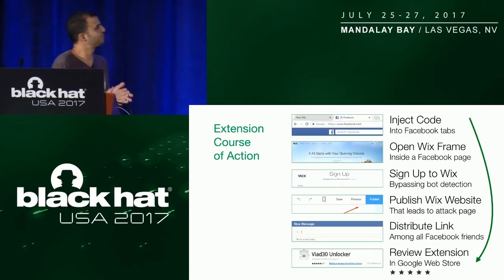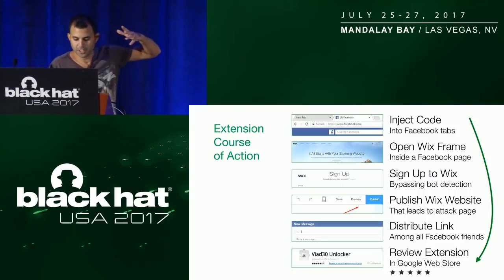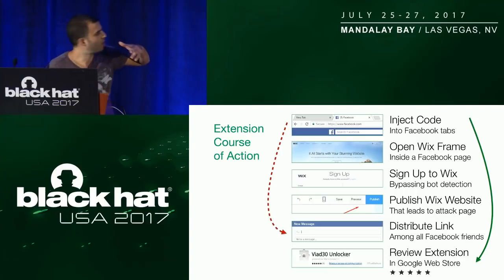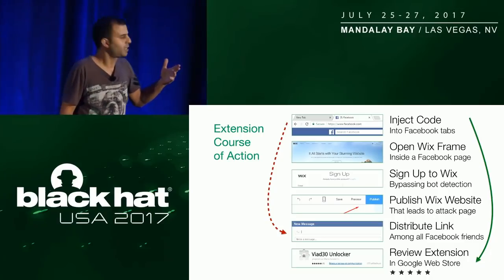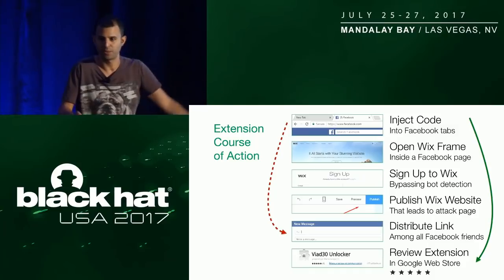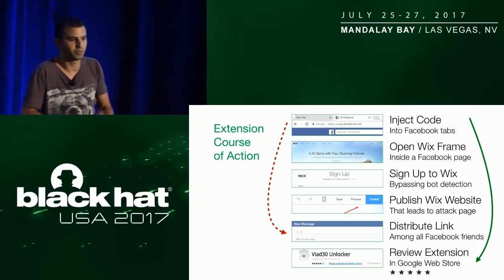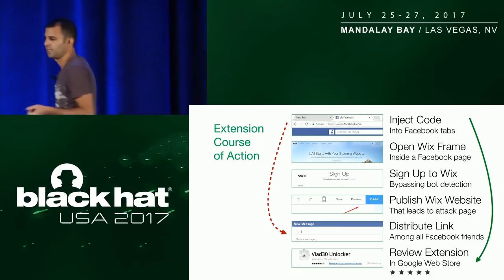Okay, cool. So this is what the extension did. But my question here is, why would the attacker even need Wix in this campaign? I mean, can't he just inject code into Facebook and then distribute the link to his attack page to the friends of the victims? Why would he need Wix on the way?